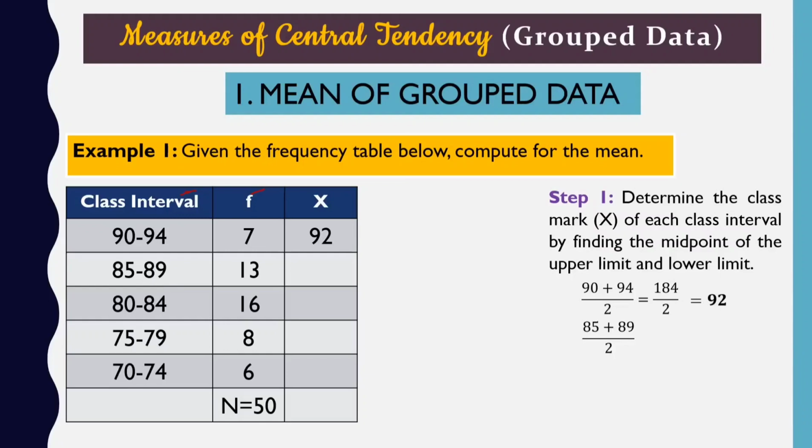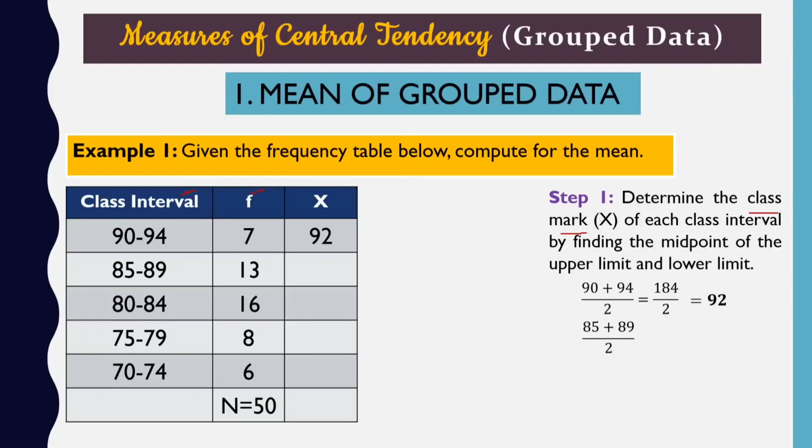Under class interval, we have 90 to 94 as the highest, followed by 85 to 89, 80 to 84, 75 to 79, and 70 to 74 with their corresponding frequencies. And the total of all of it is represented by capital N, which is equal to 50. Now we have added another column for X, which we use to represent class mark.